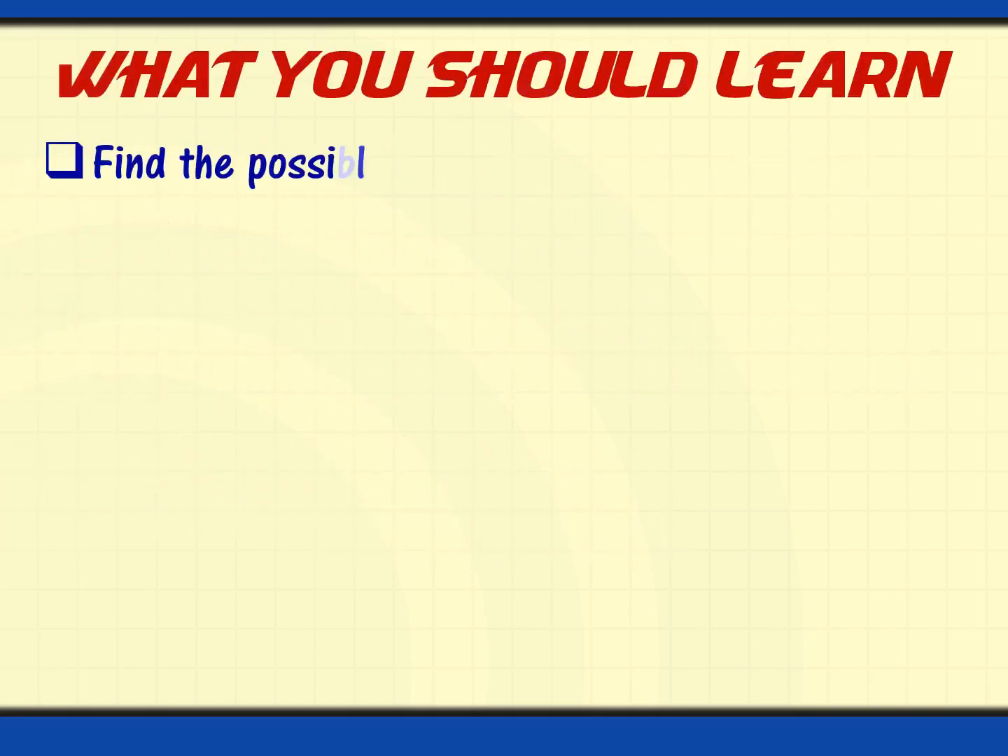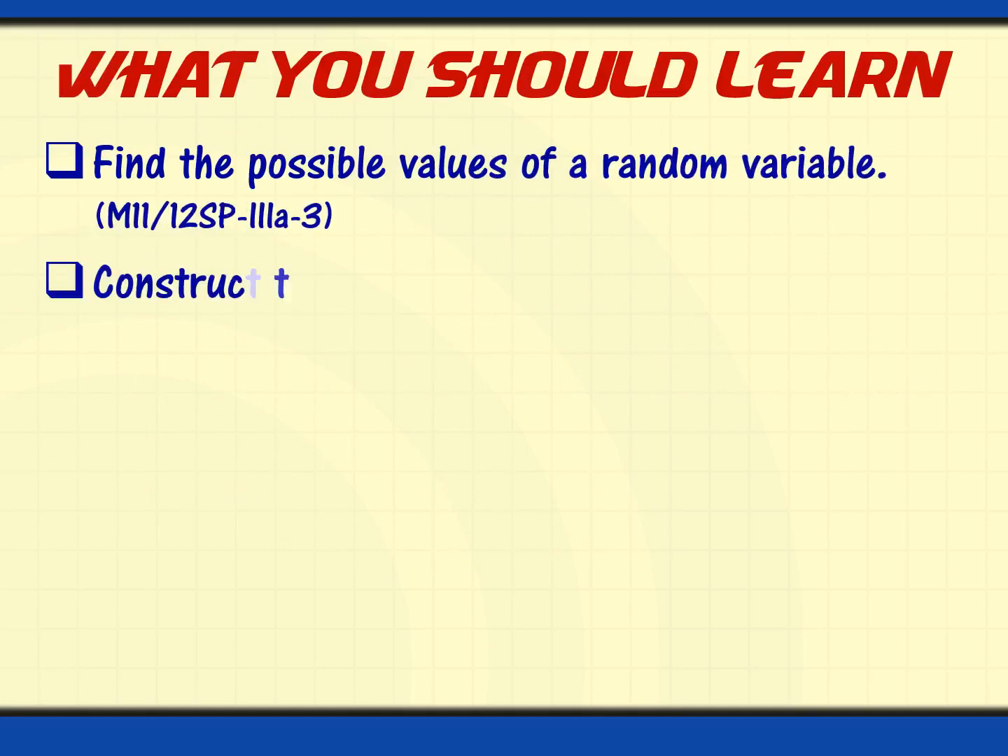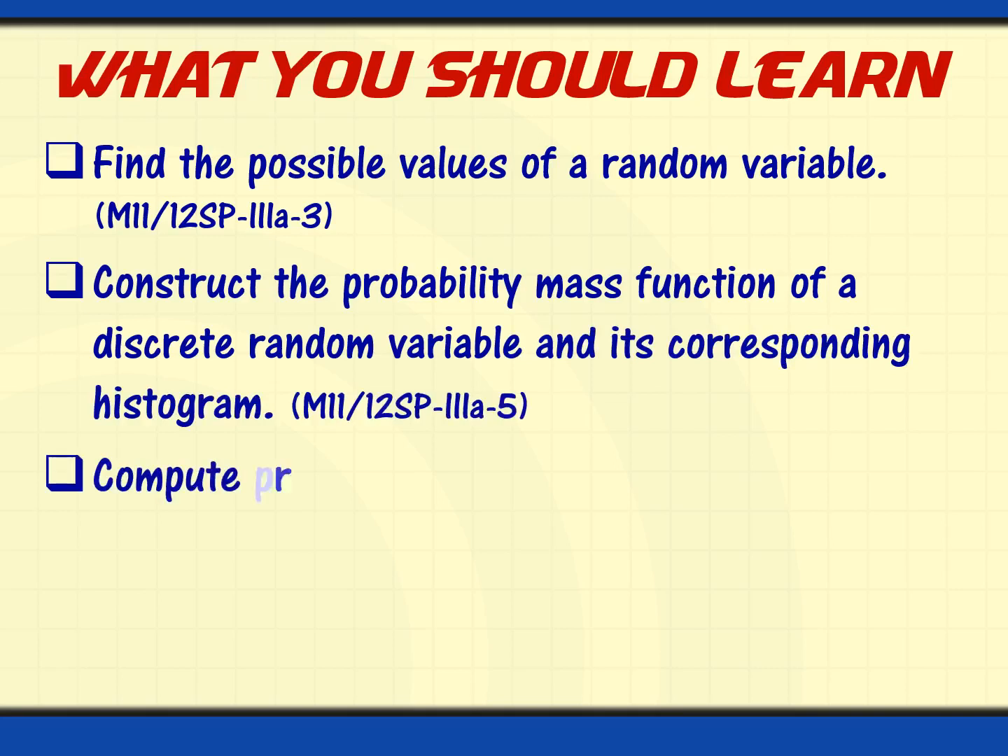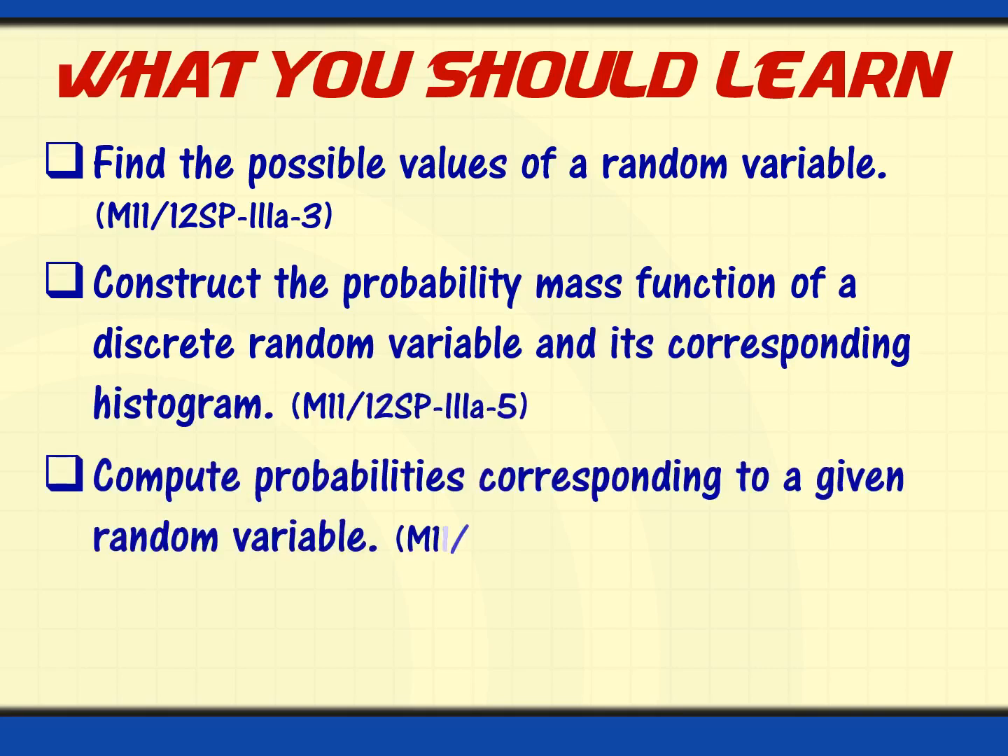And these are the objectives of our discussion. Find the possible values of a random variable, construct the probability mass function of a discrete random variable and its corresponding histogram, and then compute probabilities corresponding to a given random variable.